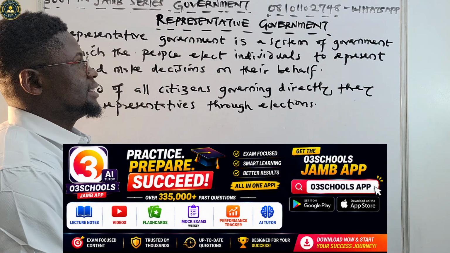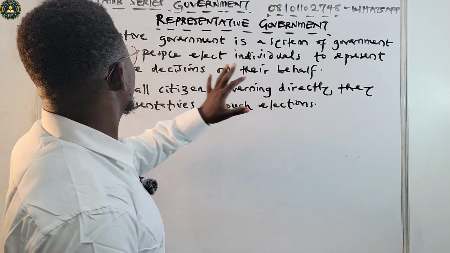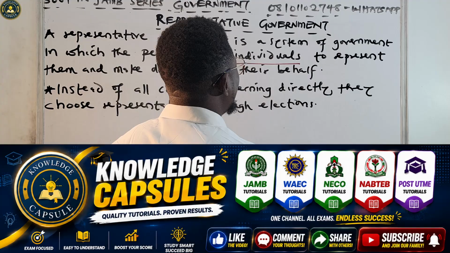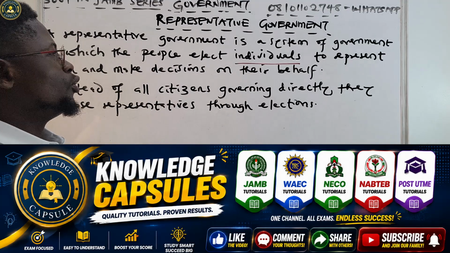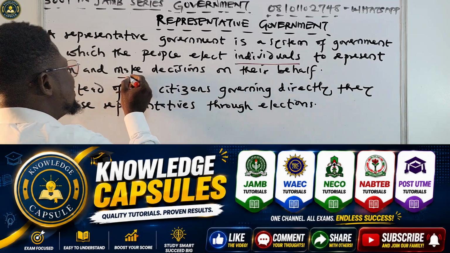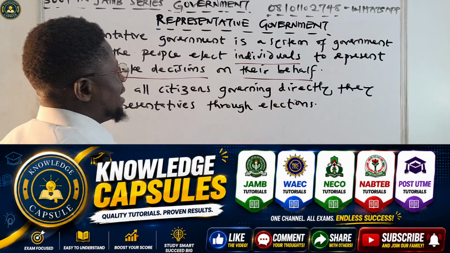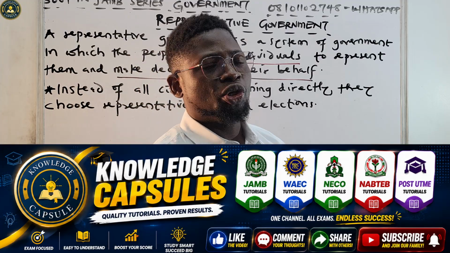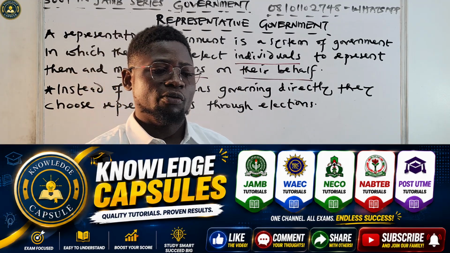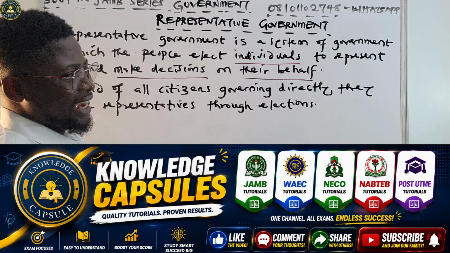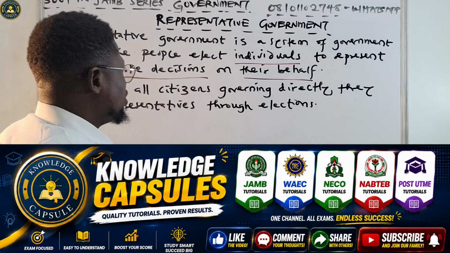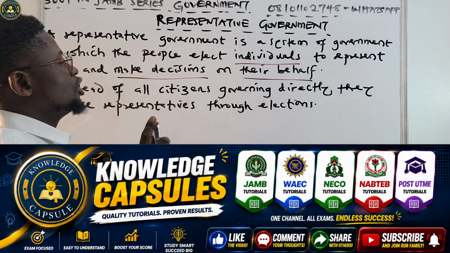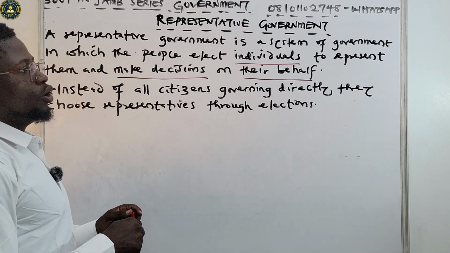Okay, so now, a representative government is a system of government in which the people elect individuals. So we are the ones that elect these individuals to represent us and make decisions on our behalf. That's why they say election, don't they? You carry your voter's card, you queue on the line, and then you vote for their representatives. So a representative government, again, is a system of government in which the people elect individuals to represent them and make decisions on their behalf.